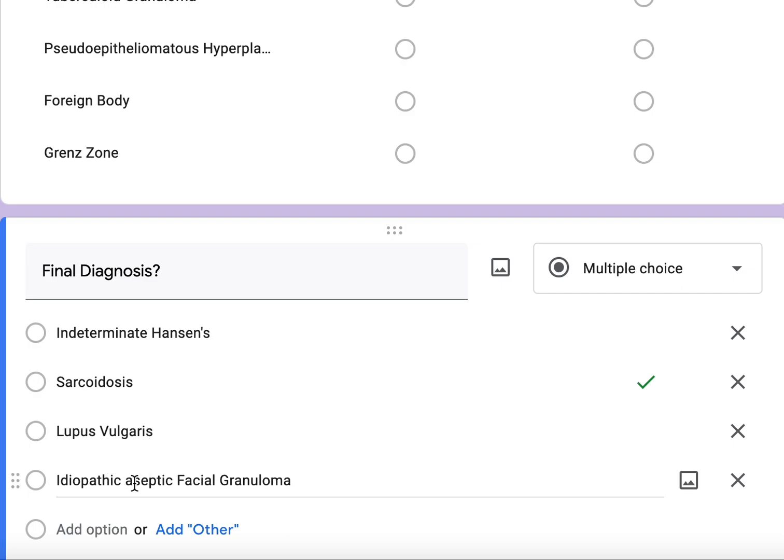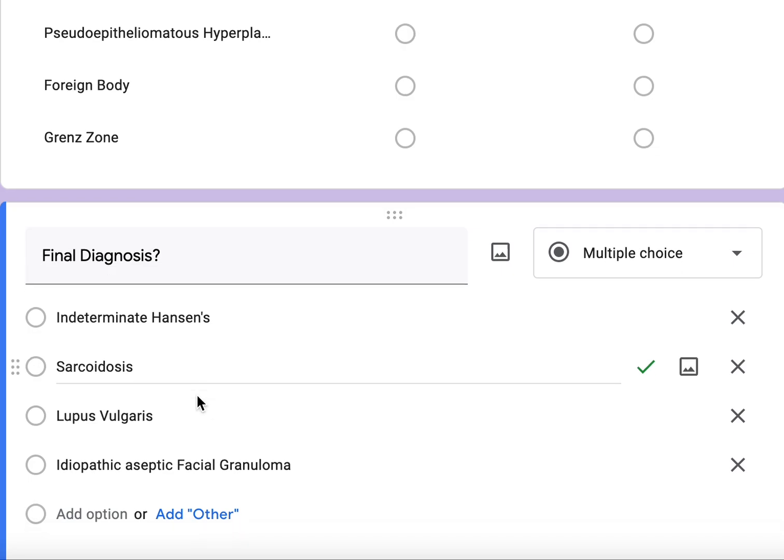Aseptic facial granuloma, which is very common in children, usually presents as a papule or nodule. It is definitely a clinical differential. Histologically, however, the infiltrate is much more polymorphous. It is a granuloma, but you see neutrophils and eosinophils in much larger numbers. But having said that, you don't see a sarcoidal granuloma in idiopathic aseptic facial granuloma, and therefore that is excluded histologically. The final diagnosis here is sarcoidosis.